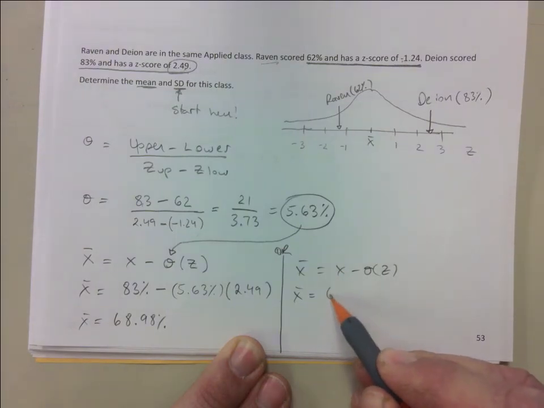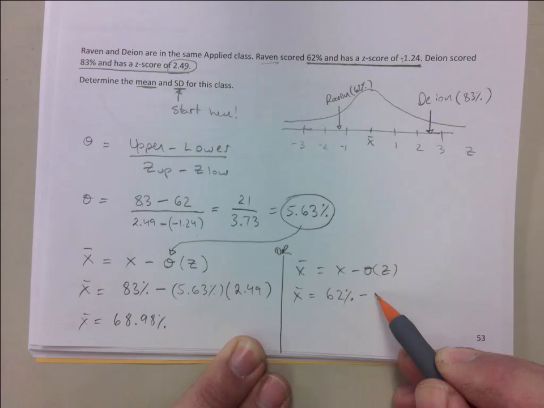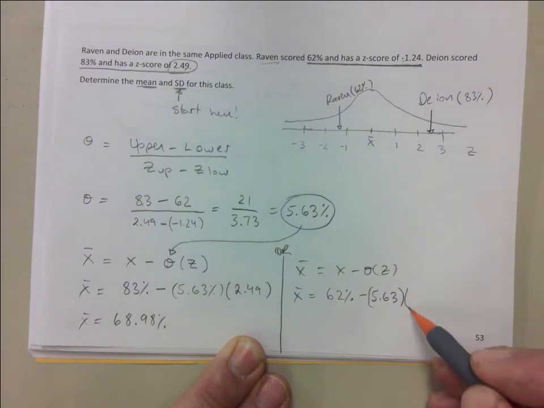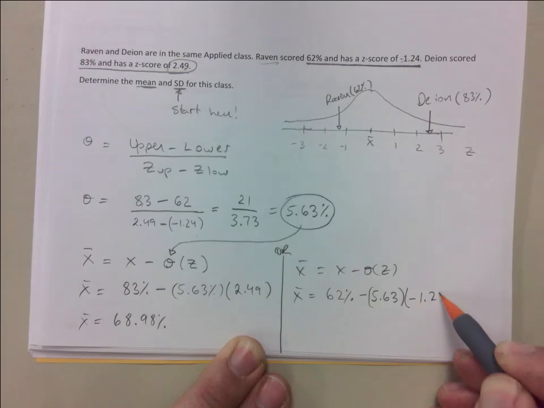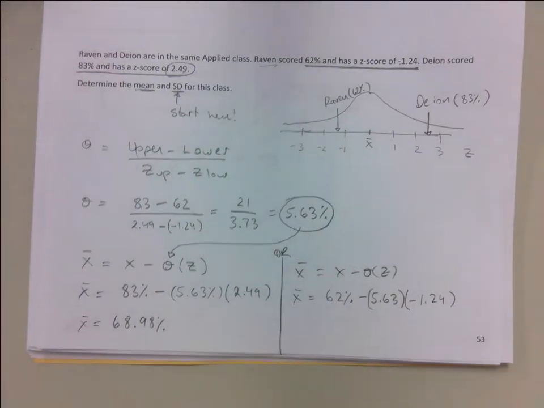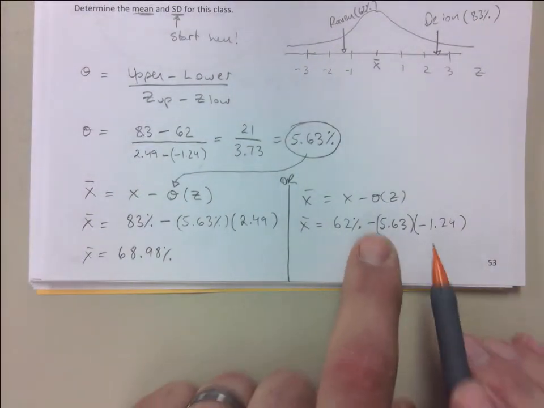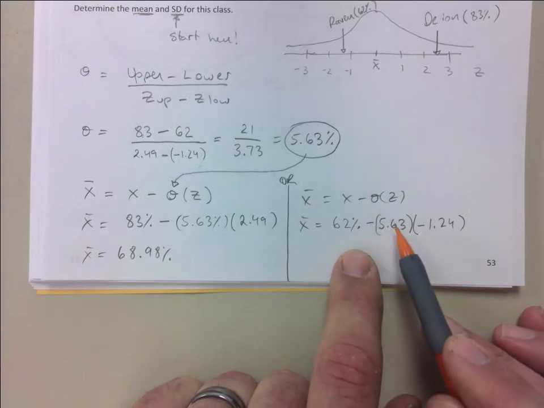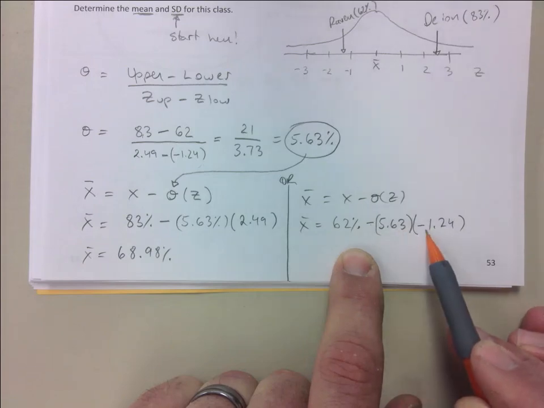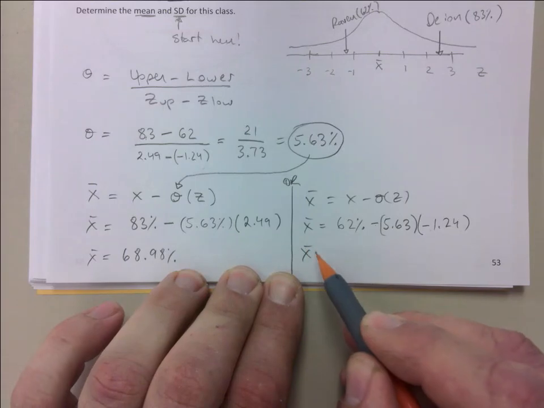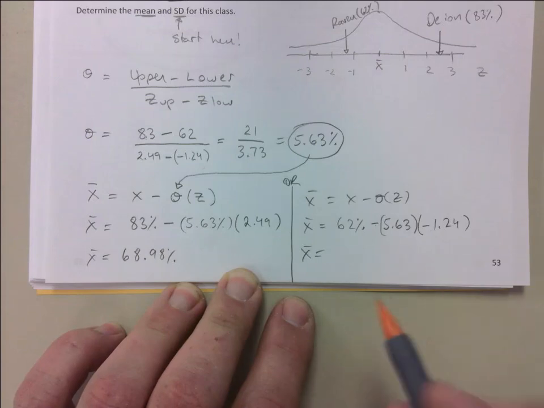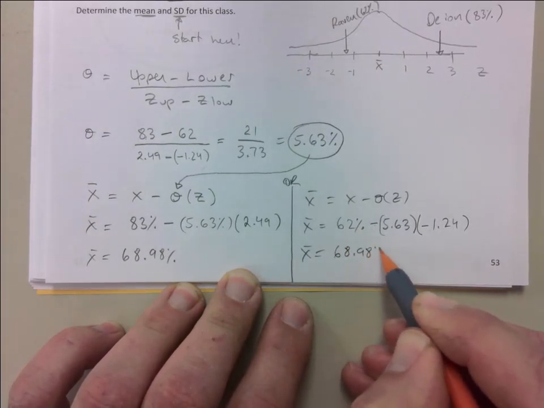If we use Raven's score, and then we go 5.63, which is the standard deviation, times her z-score, negative 1.24. Guess what these two negatives are ultimately going to turn into? Positive, right? If you multiply this negative times this, that's negative, times this, that is positive. So we better get the same answer, or else we're in trouble. And we get 68.98, okay?